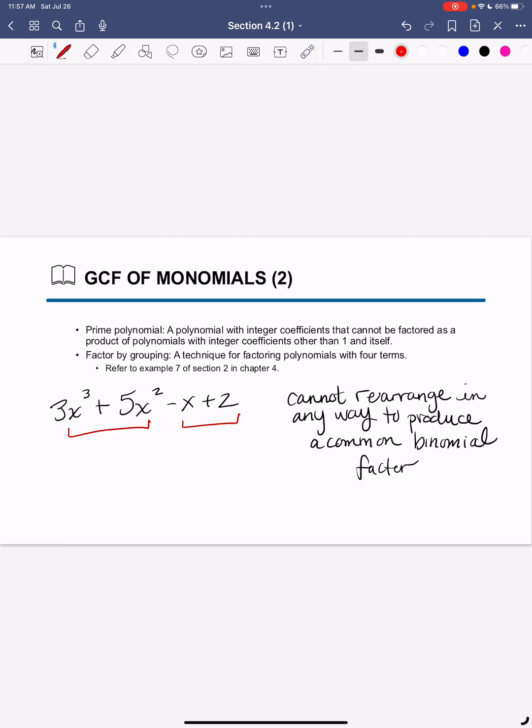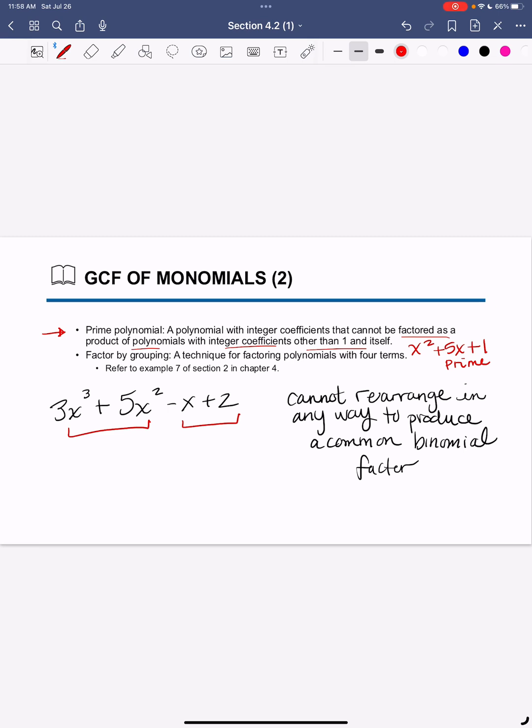But we're also going to see these things called prime polynomials, and these are going to be those that cannot be factored as a product of polynomials with integer coefficients other than 1 and itself. Now, for instance, x squared plus 5x plus 1 is an example of a prime polynomial because we cannot factor it very simply. We can find other ways, but it's going to require a different formula.